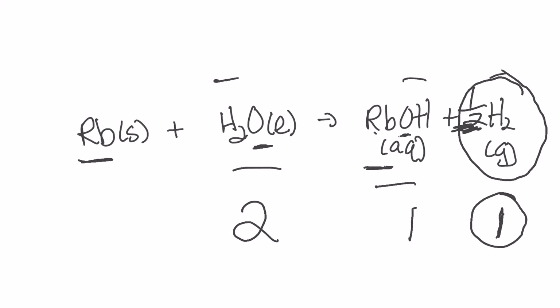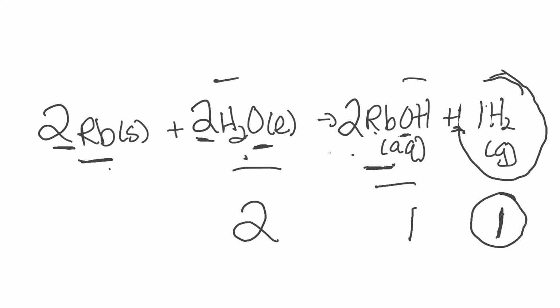So I'm going to erase this and make this 2 times a half is 1. This was a 1 here before, so it's now 2. This was a 1 here before, so it's now 2. This was a 1 here before, so that's now 2. So 2 rubidiums on the left, 2 rubidiums on the right. 4 hydrogens on the left, 2 plus 2, 4 hydrogens on the right. 2 oxygens on the left, 2 oxygens on the right, and that's balanced.